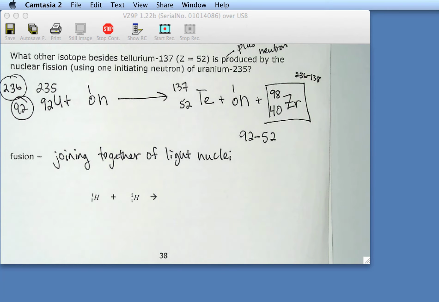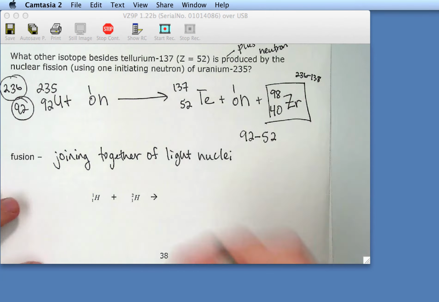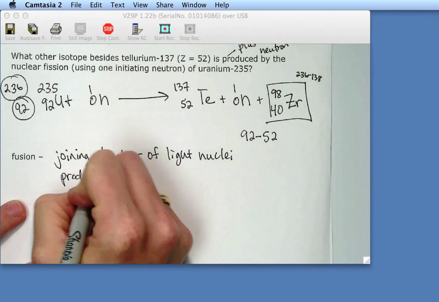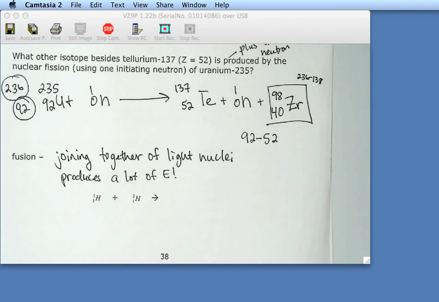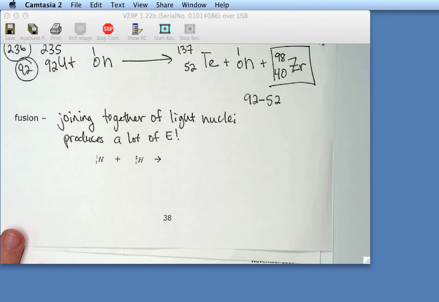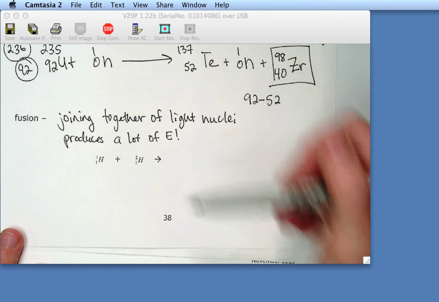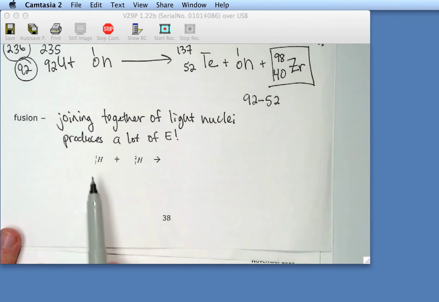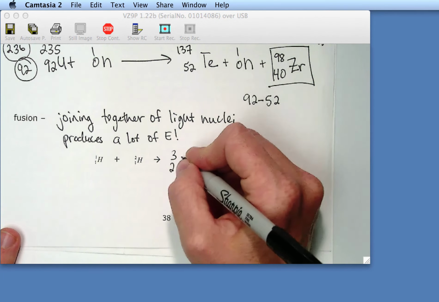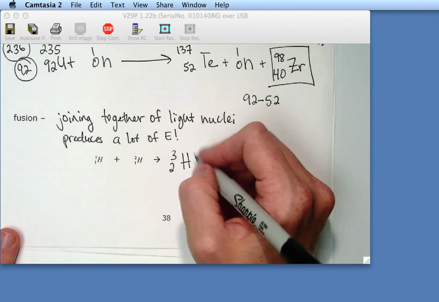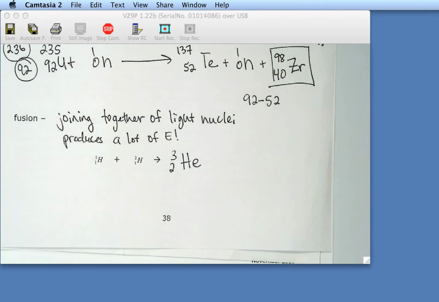This, like fission, produces a lot of energy. This is what goes on in the sun. Fusion is going on in the sun. So we're just going to make one nucleus, so 1 plus 2 gives you 3. 1 plus 1 gives you 2. So that gives you helium. So it's going to go on and on.